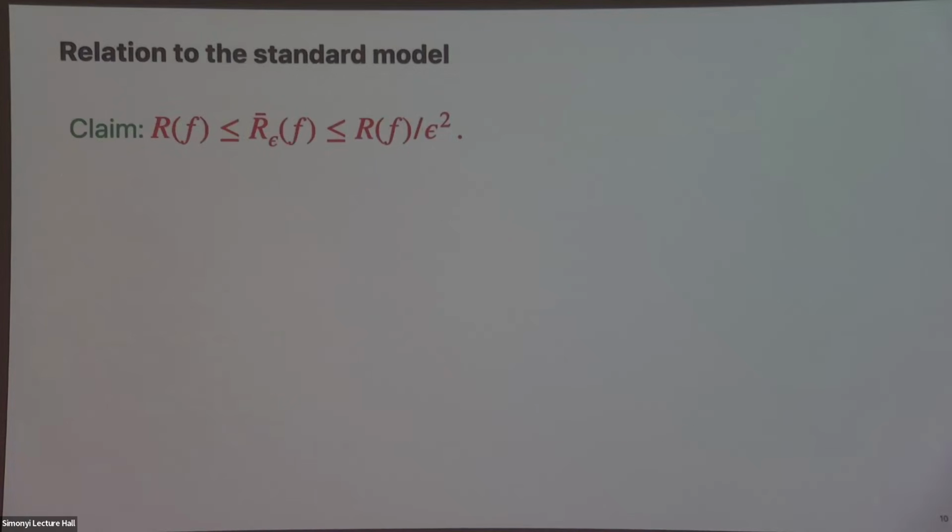Let's move on. Okay. How does distributed estimation relate to the standard model? So I'm going to remember this notation I introduced, R bar epsilon F. It's the number of bits that Alice and Bob must exchange in order to compute an epsilon additive approximation to the expectation of F. So I claim that this quantity lies sandwiched between R of F. What was R of F? It's just the randomized communication complexity of F in the standard two-party model. So I claim that it lies sandwiched between R of F and R of F over epsilon squared.